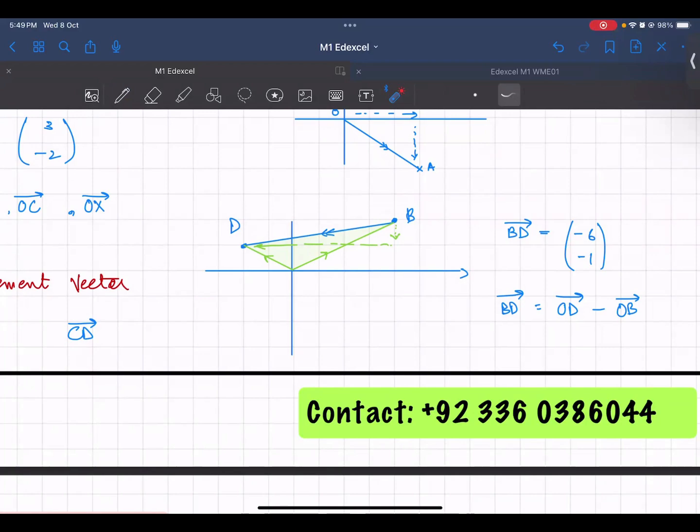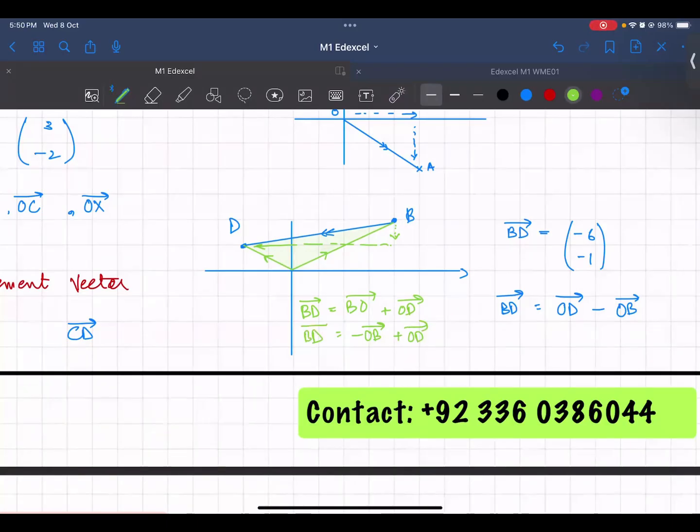No, wait a minute. I'm going from B to O and then O to D, right? So if I open it up like this, BD is equal to BO plus OD, isn't it? Look at the diagram. BO and then OD. But BO, I can write as minus OB. That would be the same thing.